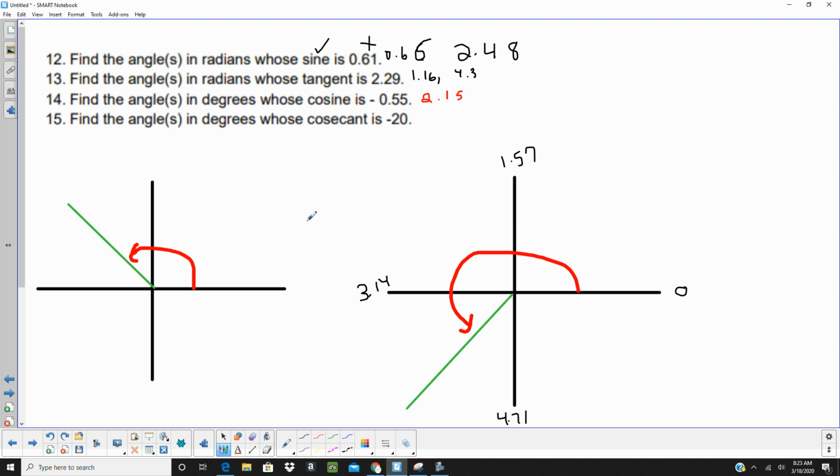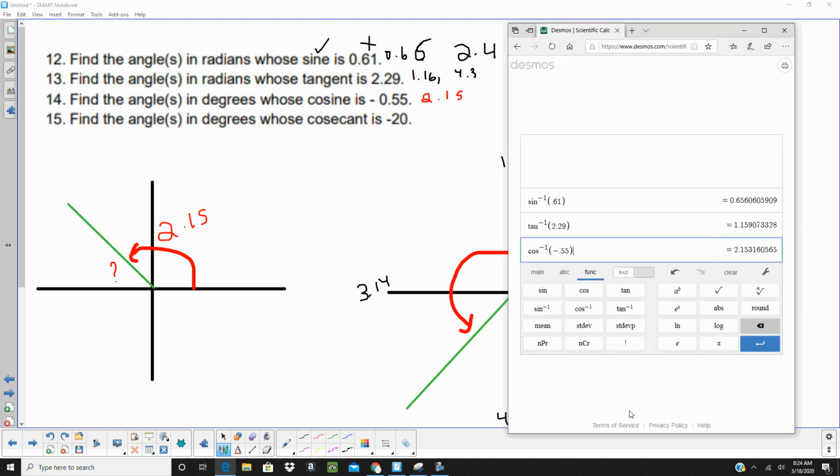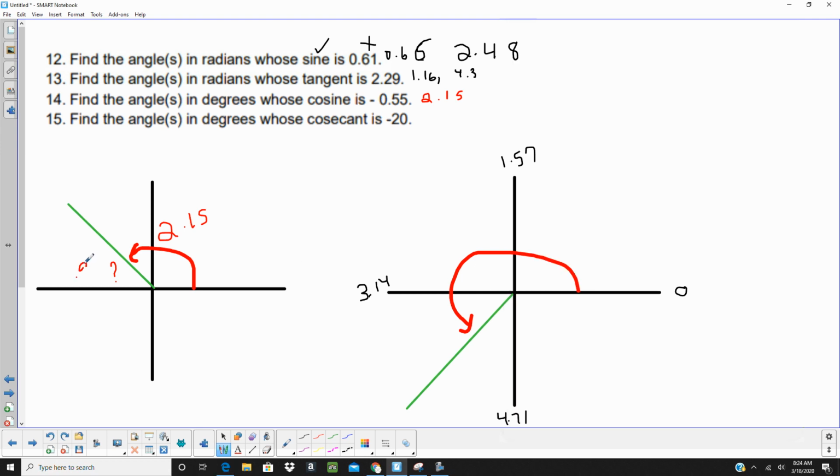Oops, I'm still in red. That's okay. So that would be this one right here, 2.15. And that makes sense. It's going to be bigger than 1.57. So I need to know what this little reference angle is right here. That little reference angle is just going to be 3.14 minus 2.15, and that gives me 0.99. That means this reference angle here is 0.99.